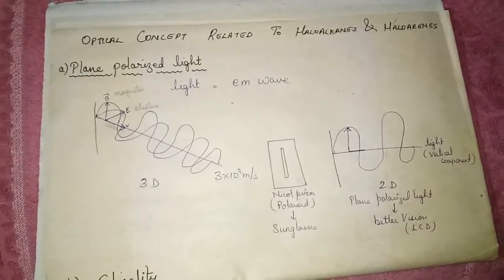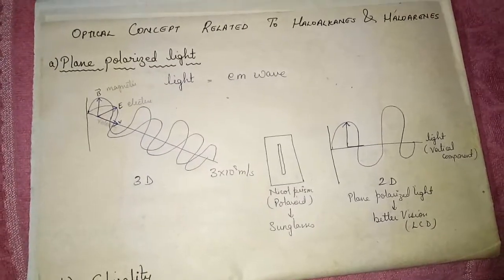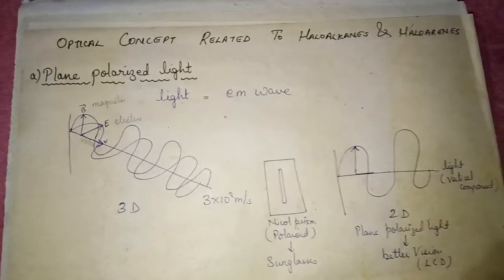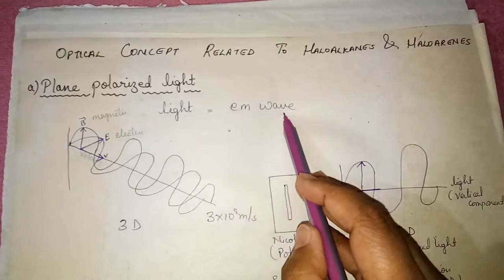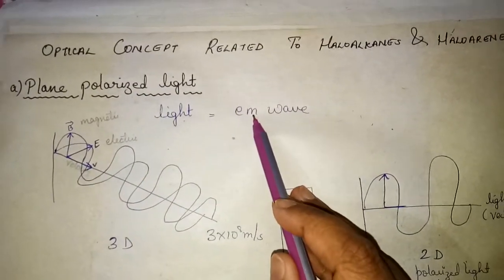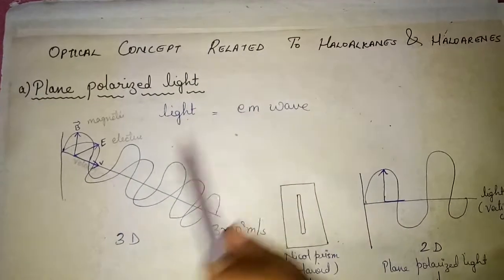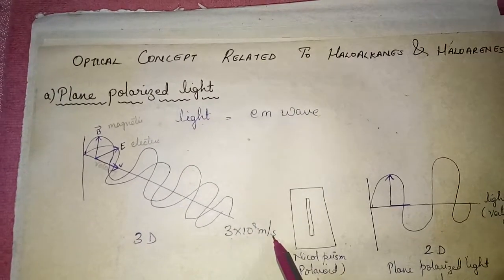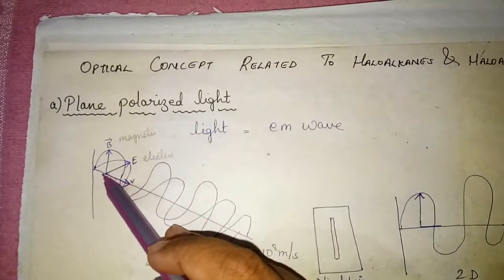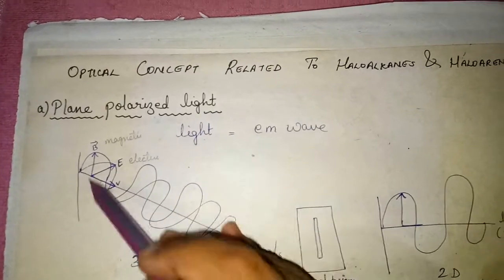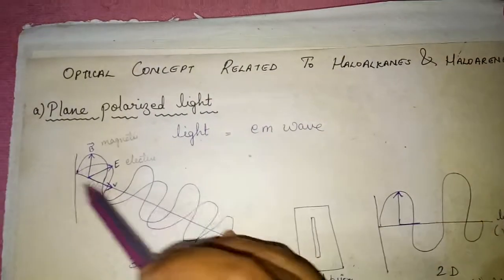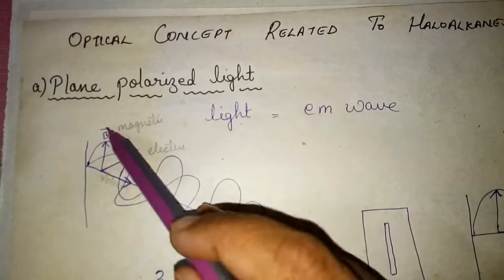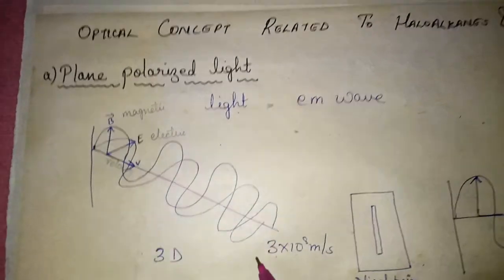First of all, I would like to start with the very small and basic concepts. That is, what is plane polarized light, that is your PPL. See, light is an electromagnetic wave, that is, it has both electric and magnetic characteristics. When light travels at the speed of light, 3 × 10^8 meters per second, it has electric as well as magnetic waves. The electric, magnetic, and the direction of travel of light are all perpendicular to each other.